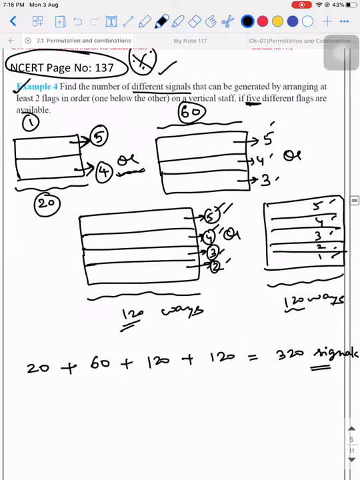You read the question, no? Generated by arranging at least two flags in order. So you can have at least 2, or you can have 2 or 3 or 4 or 5.